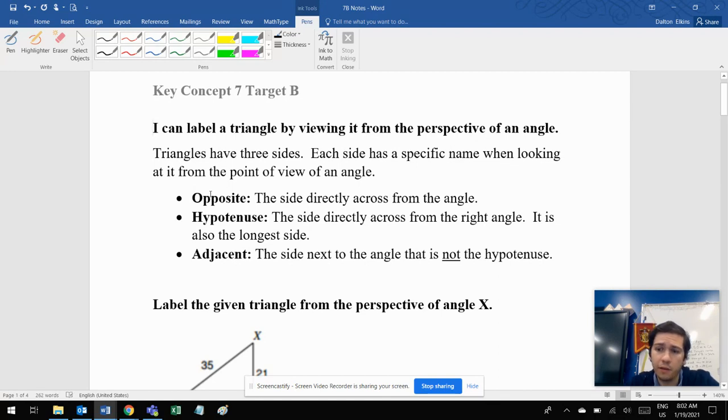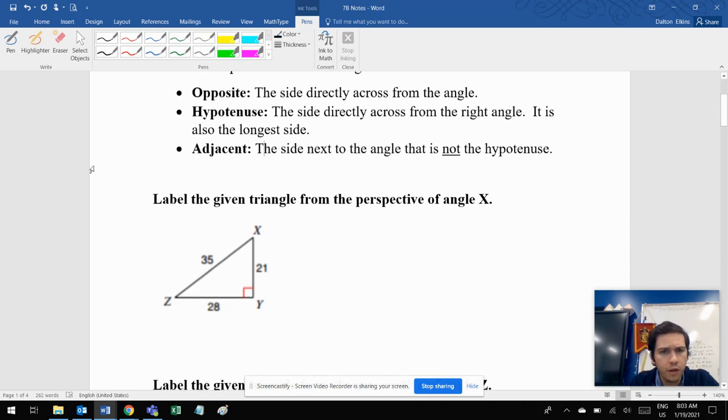The side can either be labeled as the opposite side, which is the side directly across from the angle, the hypotenuse, which is the side directly across from the right angle, key being here, and it is also the longest side. And then the last side is called the adjacent, which is the side next to the angle that is not the hypotenuse. That's what adjacent means. Adjacent means next to. If I think of what's adjacent to me right now, you will probably see things like my smartboard or my whiteboard. Those are adjacent to me. They are next to me.